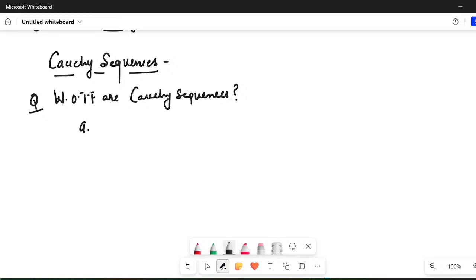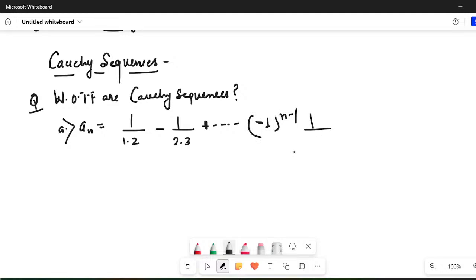This is option number 1 I'm giving. a_n is equal to 1 upon 1 into 2 minus 1 upon 2 into 3 plus dot dot dot plus minus 1 raised to power n minus 1 times 1 upon n into n plus 1. So kindly think about it and let me know whether this is a Cauchy sequence or not.